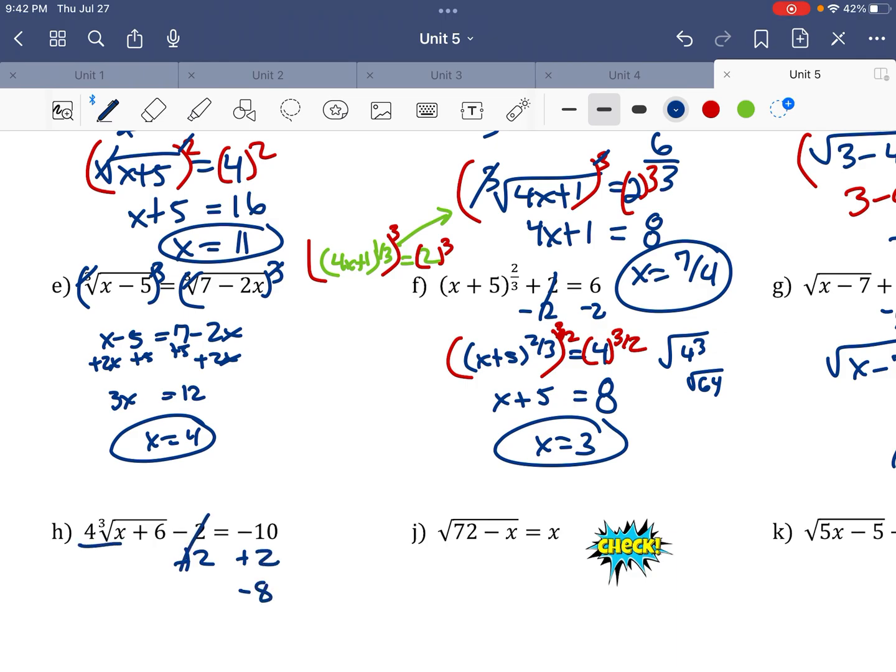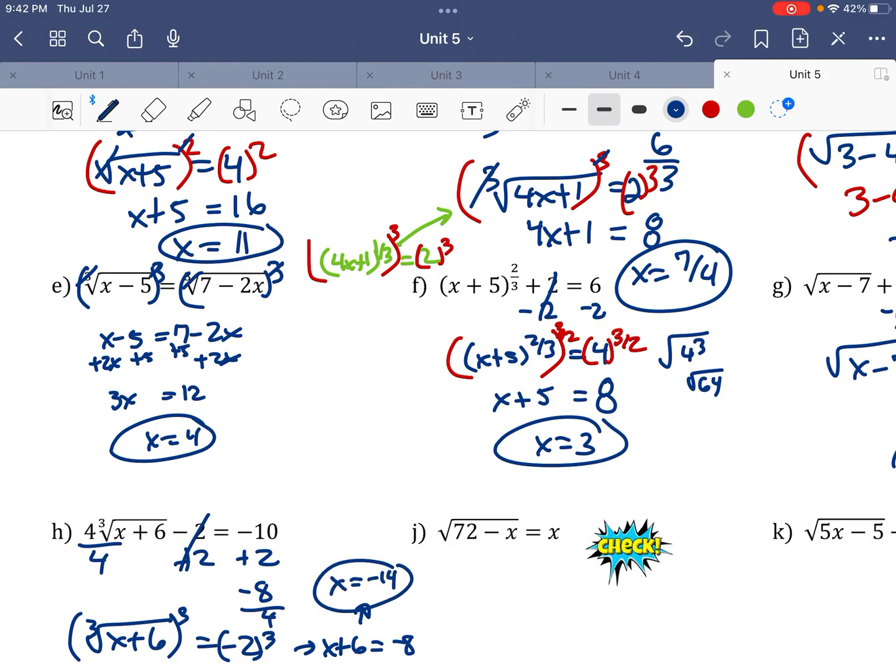Over here, I got to add 2 to clean this up. So that's -8. Then I got to divide by 4. So I get negative 2 equals the cube root of x plus 6. Now this is perfectly fine. The cube root can be negative. I go on and cube both sides. So I get x plus 6 to come out equals negative 8. And I'm going to go ahead and subtract 6, so I'll get negative 14.